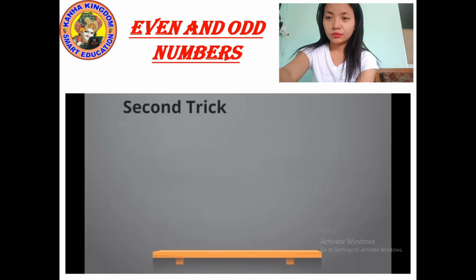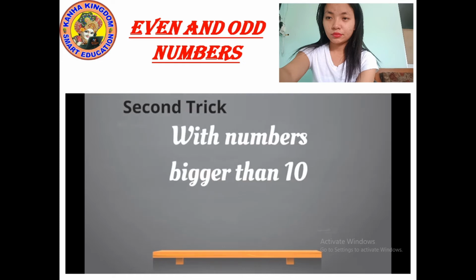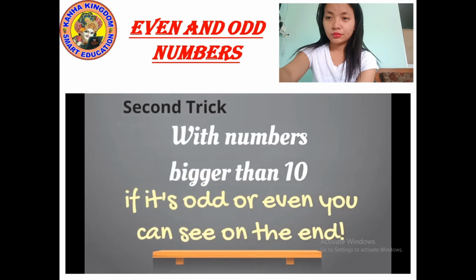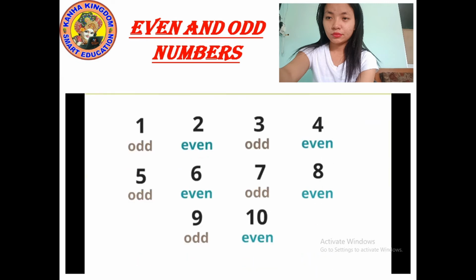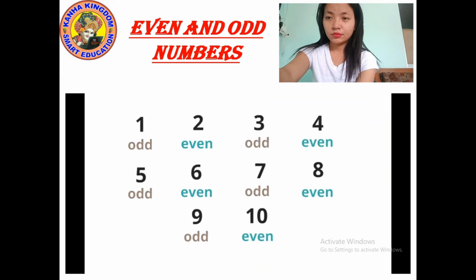The second trick is that with numbers bigger than 10, if it's odd or even, you can see on the end. To demonstrate, let's play. As you can see, 10 on the bottom ends in 0 and it's even. Every single number that ends in a 0 is even, just like every number that ends in a 1 is odd. Every number that ends in a 2 is even. Every number that ends in a 3 is odd, because 3 is odd. Every number that ends in a 4 is even.